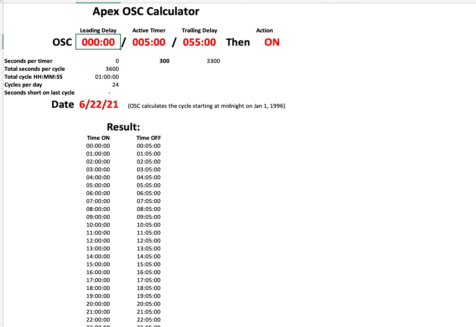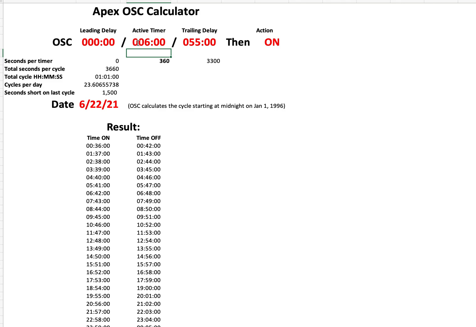24-hour day. But now as I add one extra minute to the active timer, instead of 5 minutes, I'm making it 6 minutes. That shifts all the start times to begin 1 minute later each day, 1 minute later each cycle, since the total cycle time is now 1 hour and 1 minute. And the first run time of the day no longer begins at exactly midnight. Instead, OSC has calculated this start time beginning on January 1st, 1996, with each cycle beginning 1 hour and 1 minute after the previous cycle.